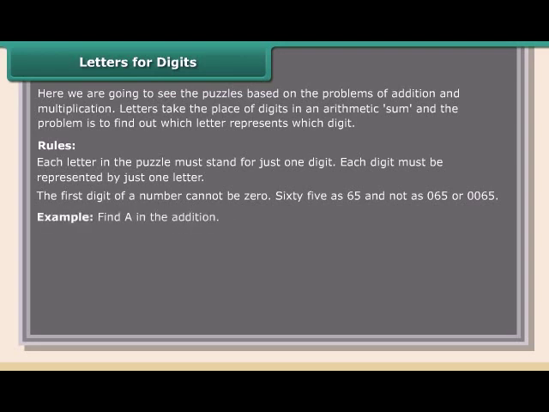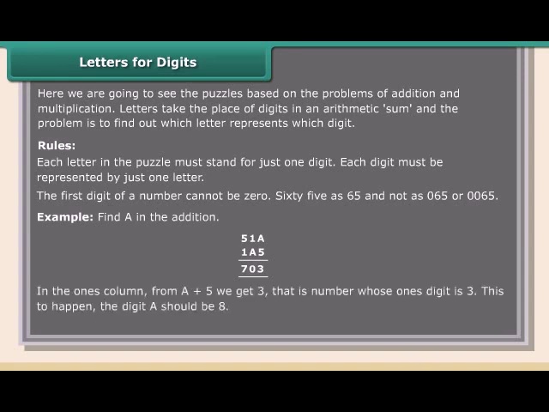Example. Find A in the addition 51A + 1A5 = 703. In the ones column, from A + 5 we get 3, that is, a number whose ones digit is 3. For this to happen, the digit A should be 8.